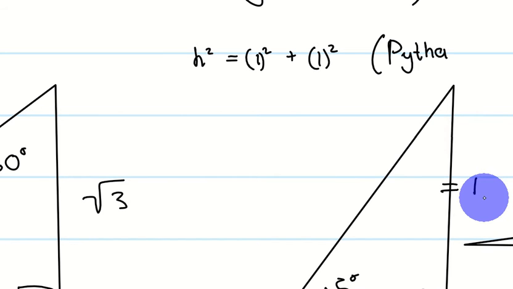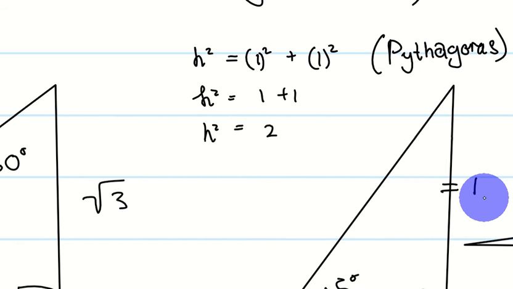So we're going to say Pythagoras like that. And now I'm going to solve. So the hypotenuse squared is equal to 1 squared plus 1 squared. So that's 1 plus 1, which equals 2. And then that means the hypotenuse squared is equal to 2. But I don't want the hypotenuse squared, I just want the h. So that becomes h is equal to plus or minus the square root of 2.